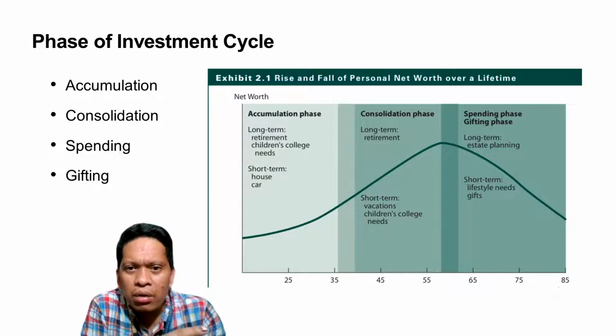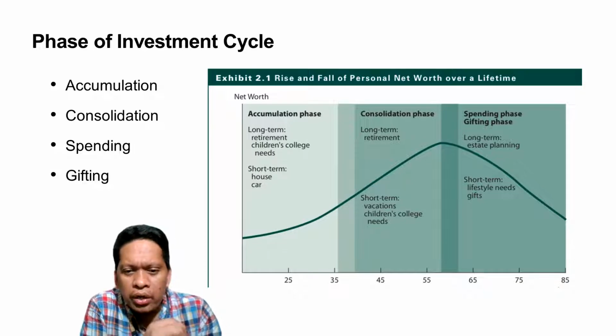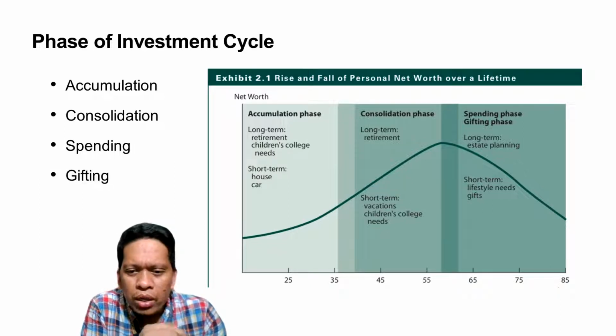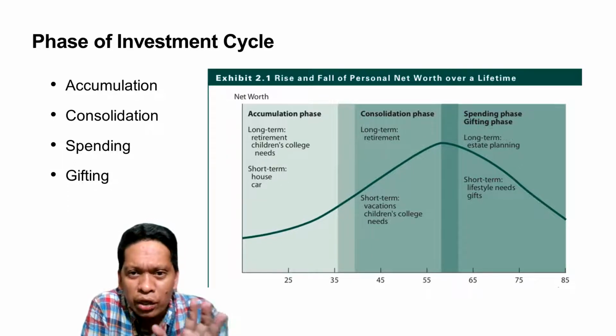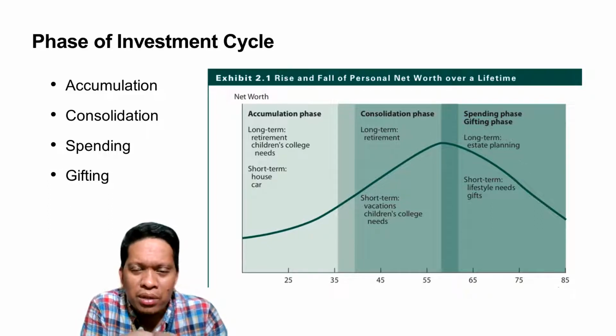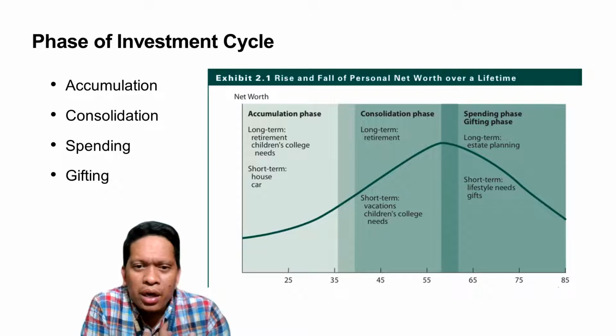The vertical line shows the net worth, and the horizontal line tells you about the age of the individual. So remember, the net worth is your assets minus your liabilities. It is the amount of capital that is left in your pocket after you pay the liabilities. So that is the net worth.